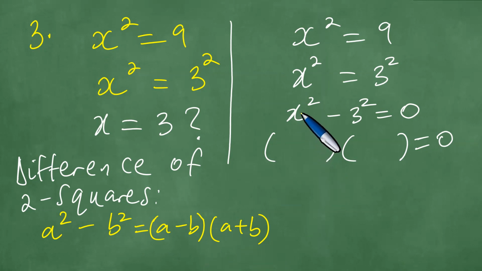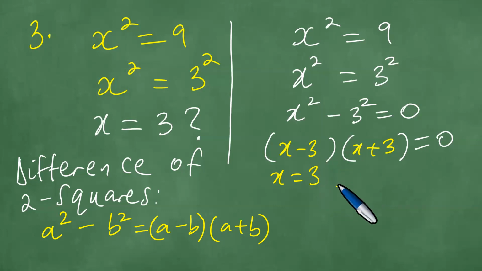So even here, because it's x squared minus 3 squared, you're going to have x minus 3 into x plus what? B. X plus 3. In which case you transpose because it is equal to 0. X becomes 3 or x becomes minus 3.